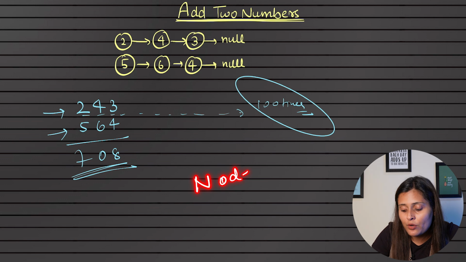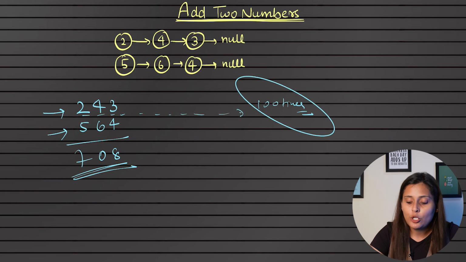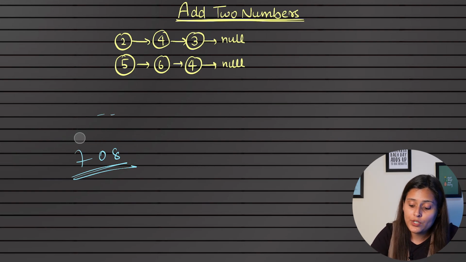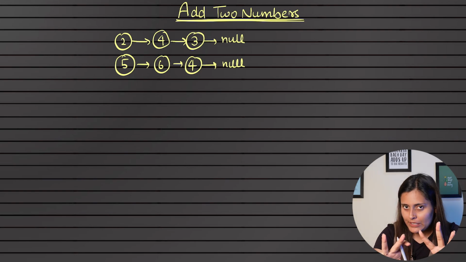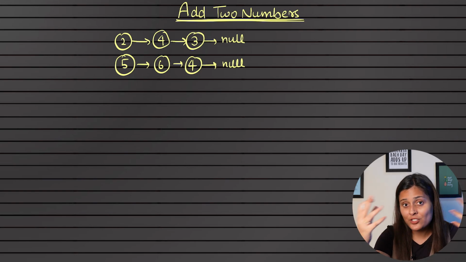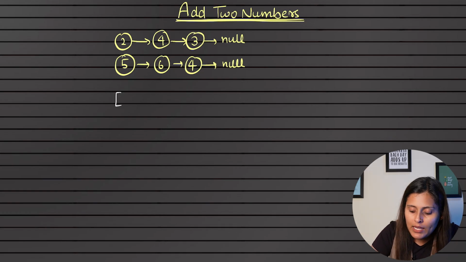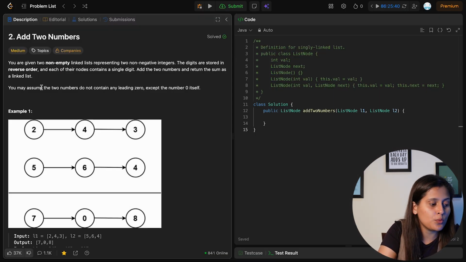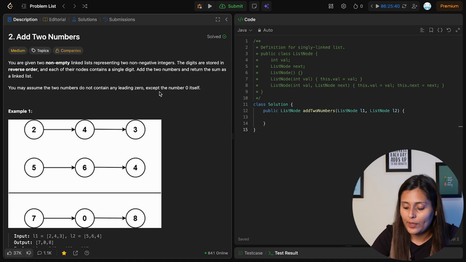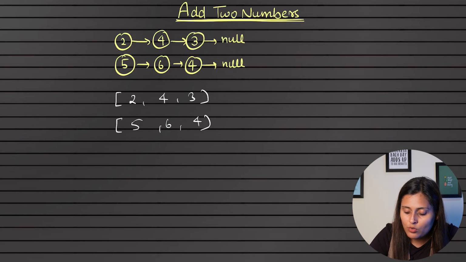If the constraint was like number of nodes were supposed to be 15 or 18, 19 something, then we could have thought about it. So for sure converting this into integer is not an option. Now the second option is let's store the numbers in a list. List means we will have two lists: 2, 4, 3 and the second list will be 5, 6, 4. Also the question itself mentions we won't have any leading zeros. It mentions, see, you may assume the two numbers do not contain any leading zeros. So there won't be any leading zeros, so it's okay.